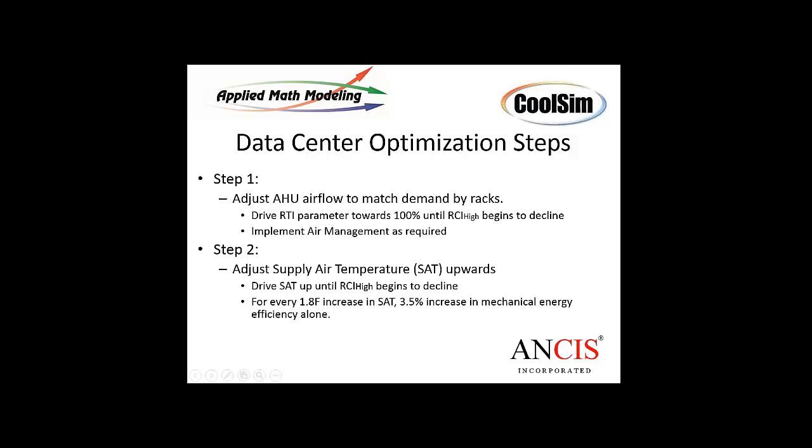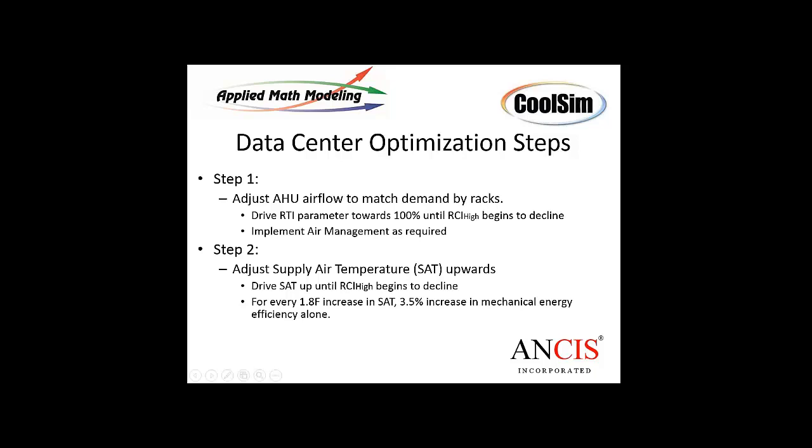But what we're going to do is begin to turn down the air supply. And that would drive up the RTI until it gets to 100%. But as you begin to take air out of the room, sometimes RCI high begins to decline, which means you've got some hot spots. You can see them in a CFD model. That's the beauty of modeling, is you can see now where they are. You can implement air management as necessary and then run it again. And what you find is, oh yeah, the hot spots went away.